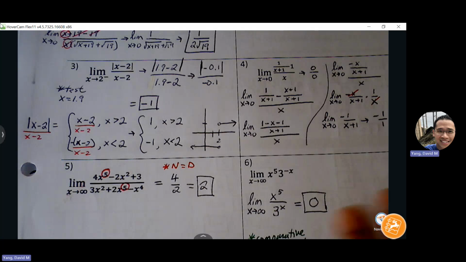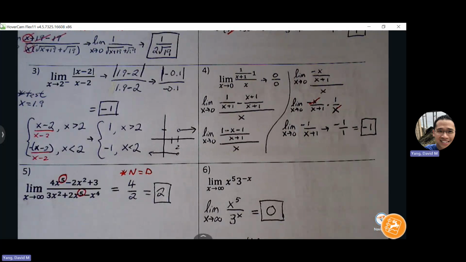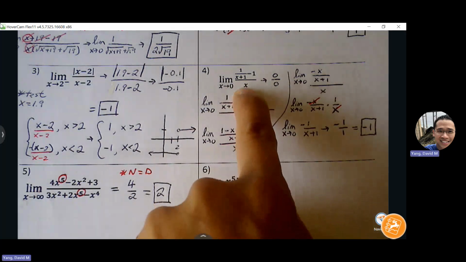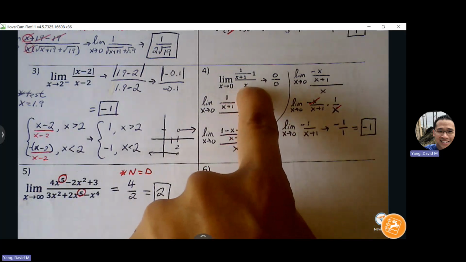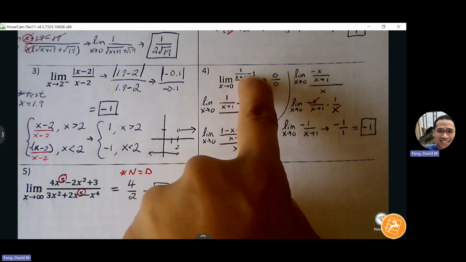Number 4, we have a complex fraction here, but let's not assume anything here. Let's do direct substitution. We get 0 over 0. But we know there's a hole. That hole is really from that x. The x is the culprit here. So I want to create a scenario where I can get an x to pop up in the numerator.